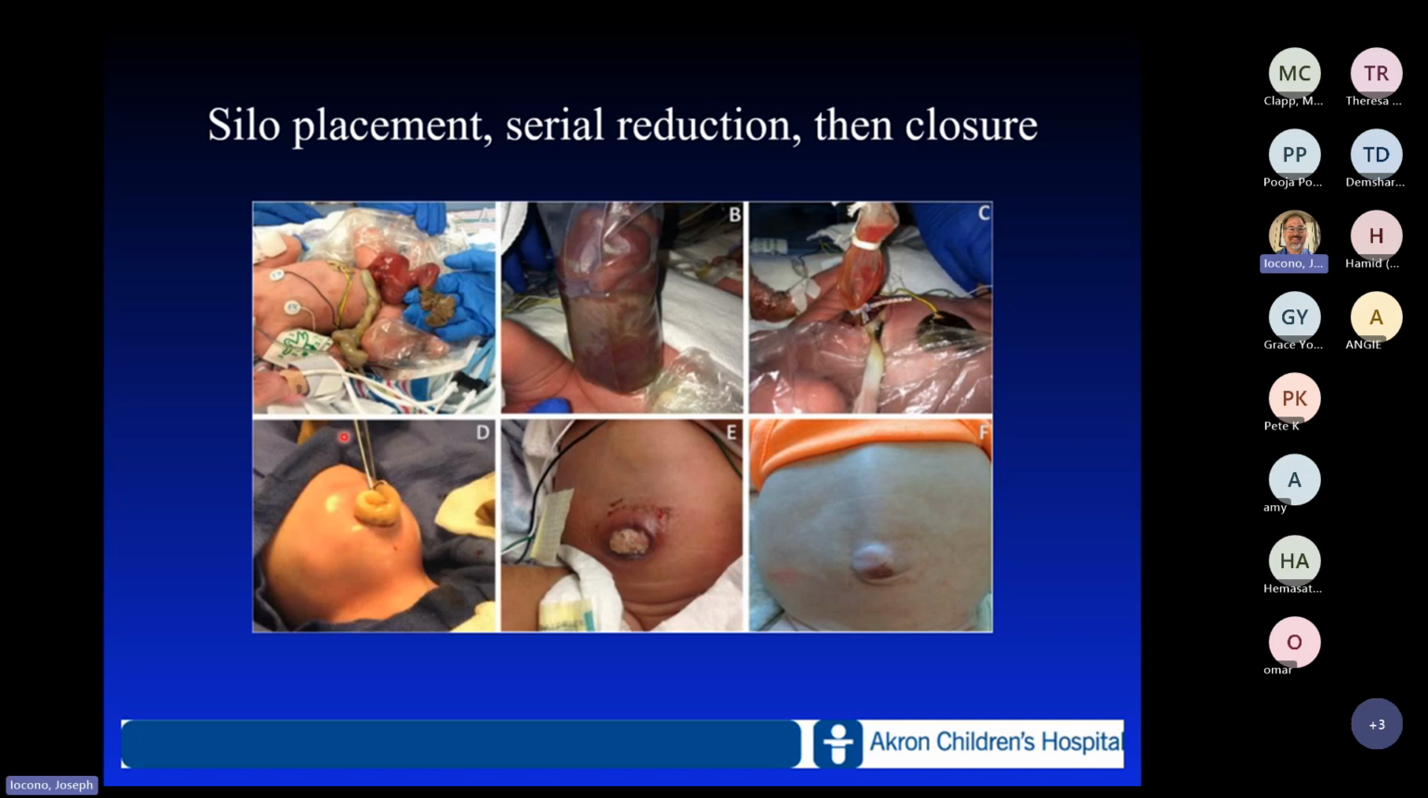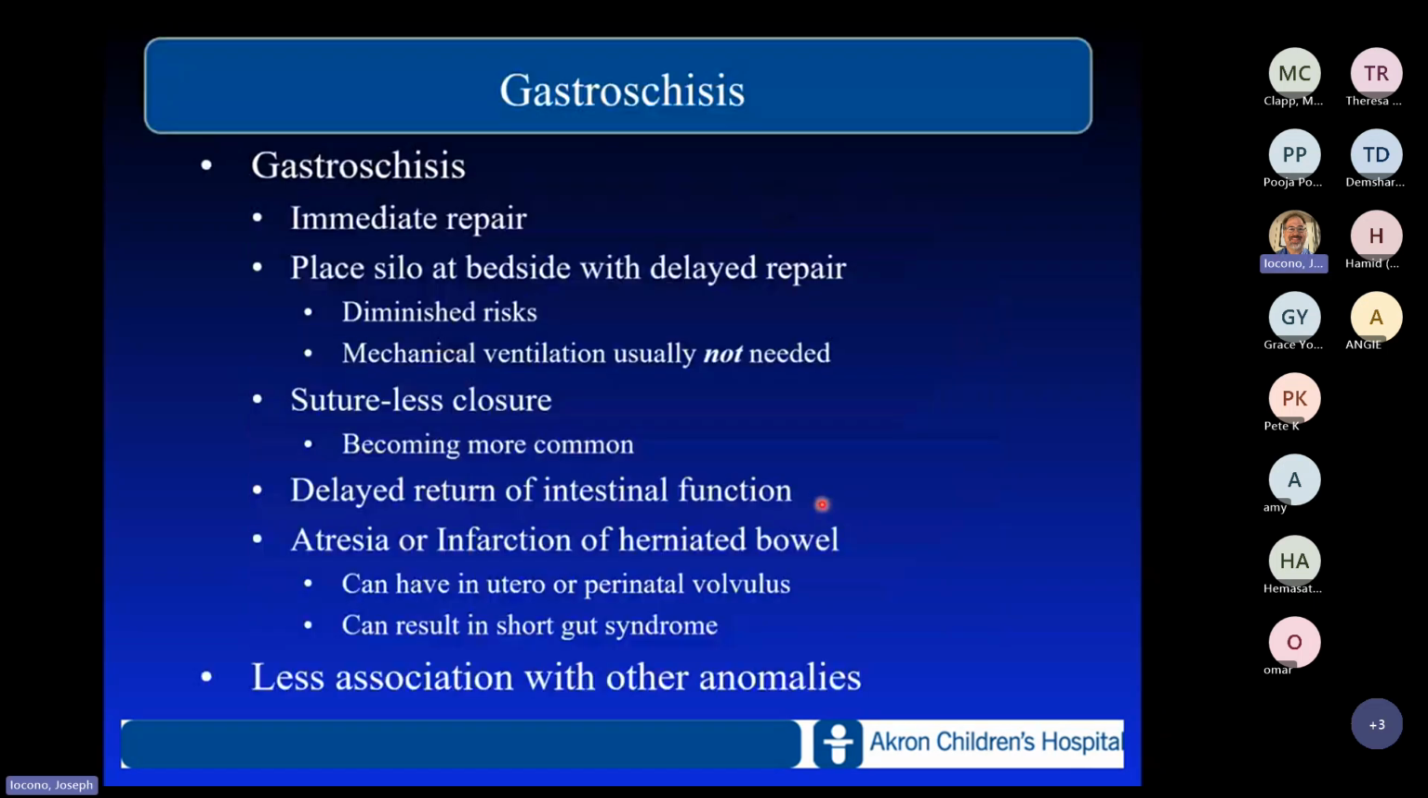That's a bad problem. What you can do is if you can't get everything in, you put them in a silo. You serially decrease the silo by tying it down and getting stuff in. Then once it's in, you used to operate on these things. Now you just put a dressing on them and they actually just close. Kind of unfortunate for me. It's an operation I used to like. So you can immediately repair or you put a silo in.